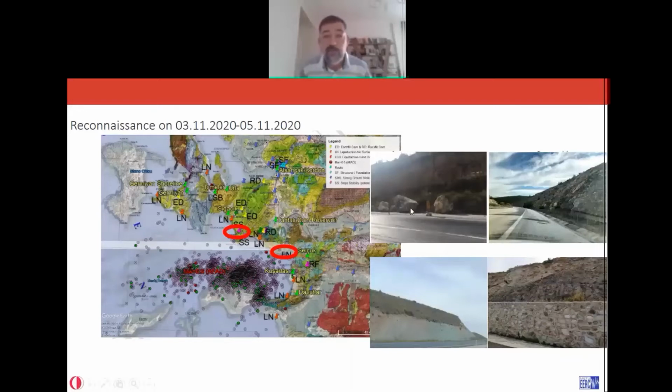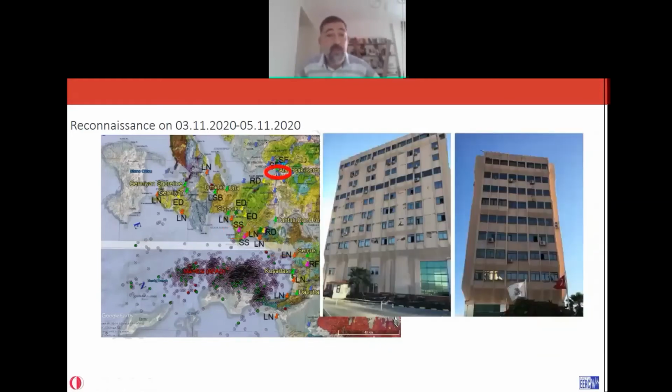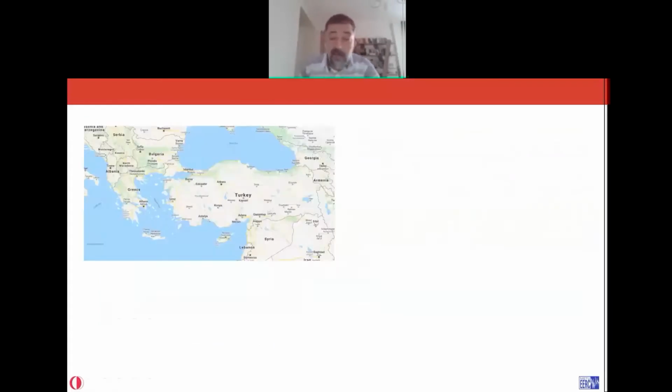And also, we have documented some of the rock failures as well as good performances of the slopes, both soil slopes and rock slopes. You can see that on the shoulders of the highways. The performance is great. Again, these are quick pictures. Some bridge performances will be beautifully covered by the rest of the reconnaissance team.